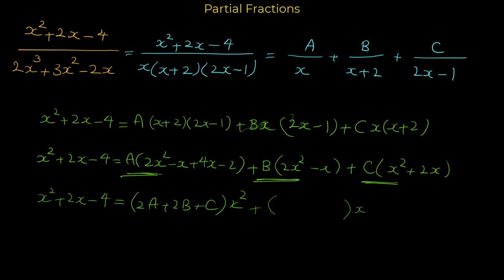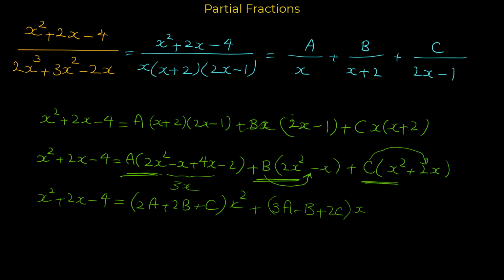What is the coefficient of x? Here, if we simplify 4x minus x, it's basically 3x. And 3 multiplied by a, so the coefficient of x is 3a. b times negative x is negative bx, so we have negative b as a coefficient for x. And finally, we have c times 2x, so the coefficient of x is also 2c.